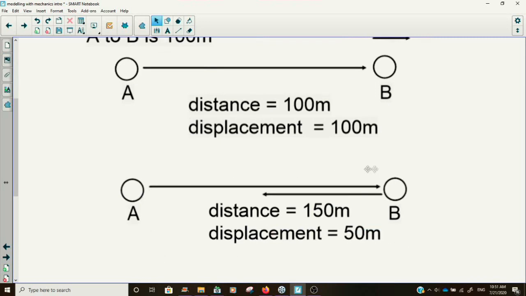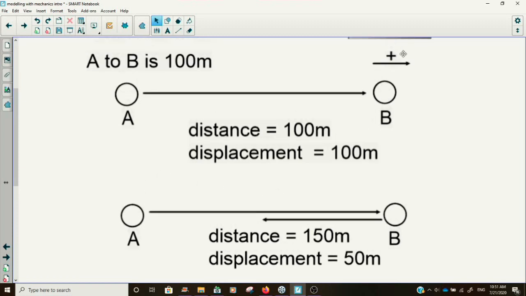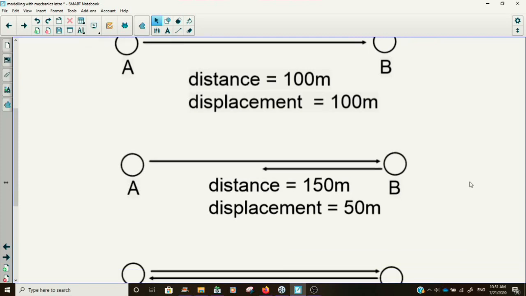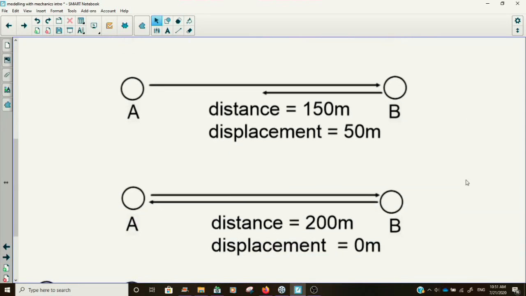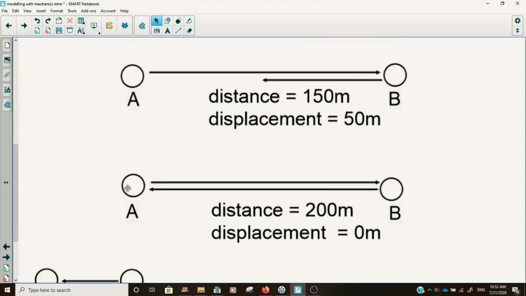If the person travels from A to B and then comes back towards A by 50 meters, then the total distance they've travelled is 150, but the displacement is plus 50 because it's 50 meters away from the starting point, and it's to the right, which is positive. In this third scenario, the person travels from A to B and then back to A again, so they have travelled a total of 200 meters, but their displacement is 0 because they've ended up where they started.